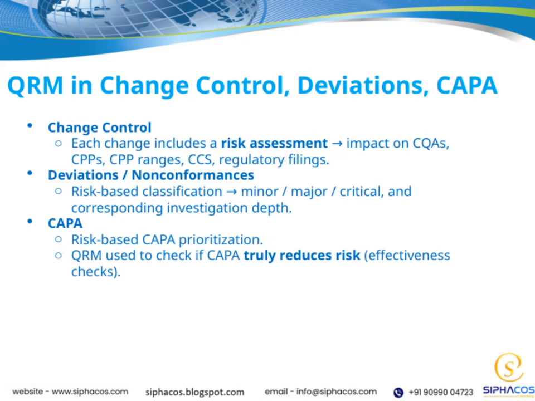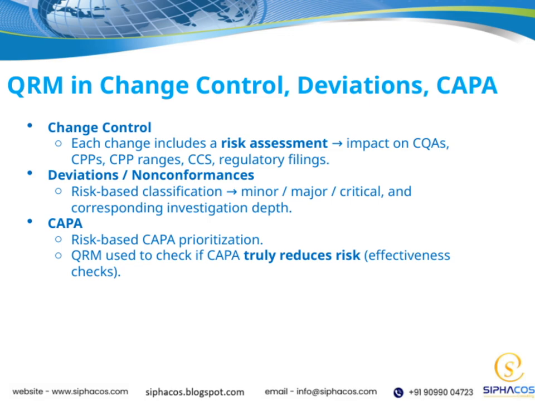Let's talk about change control. Every time we make a change, it's important to perform a thorough risk assessment. This helps us understand how the change might impact critical quality attributes, process parameters, their ranges, and other regulatory aspects like filings. Now, when deviations or nonconformances occur, we classify them based on risk, whether they're minor, major, or critical. This classification guides us on how deep our investigation should go, ensuring we focus resources appropriately.